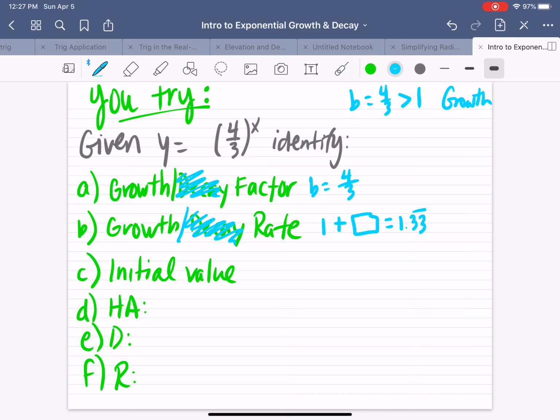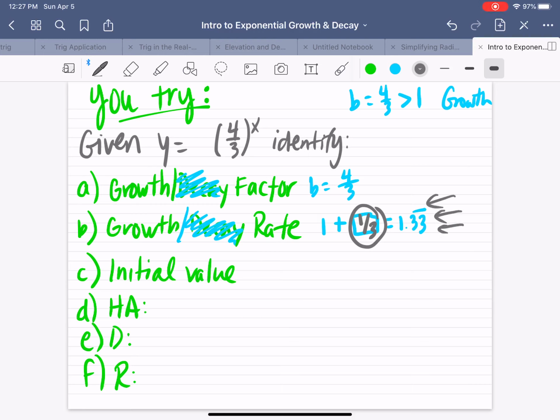So what do you add to 1 to get 1.33? And of course, that is 0.33333, which is, in other words, 1 divided by 3. So our growth rate is 1 over 3. And remember, this will make more sense in the next video, so I'll show you in a minute.